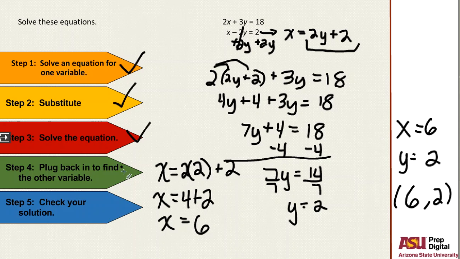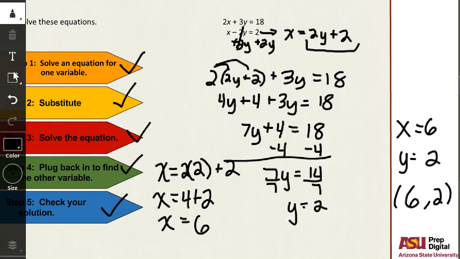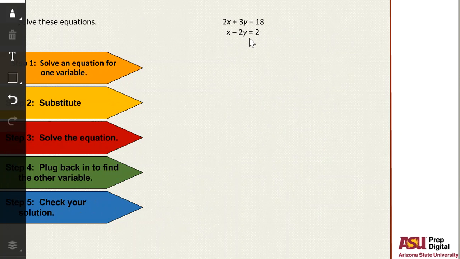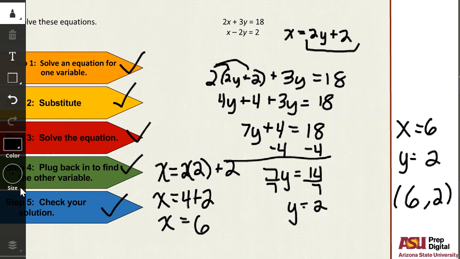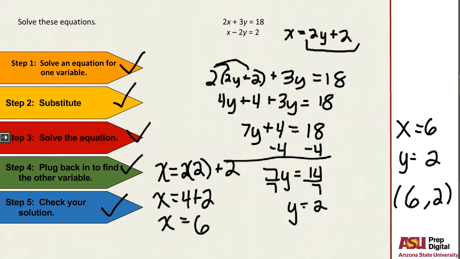You don't want to forget our last step, which is checking. Now this checking doesn't have to be handwritten. It can be put into a calculator. But I'm going to go ahead and just write it out so you can see a little bit of space. So I'm going to go ahead and delete this real quick so you can see a little bit more space. And now I will use some substitution. So I need 6 and 2 to work in both equations.